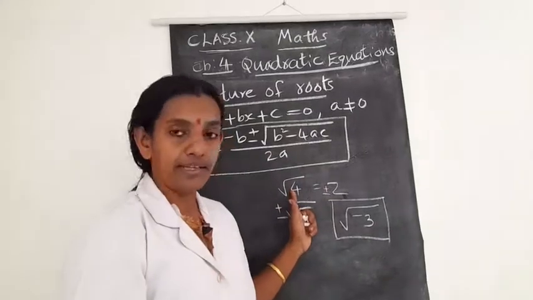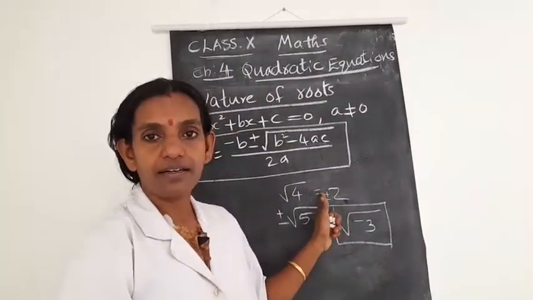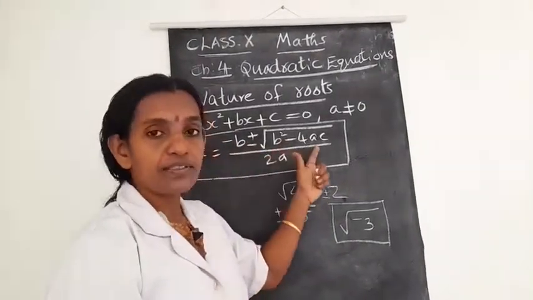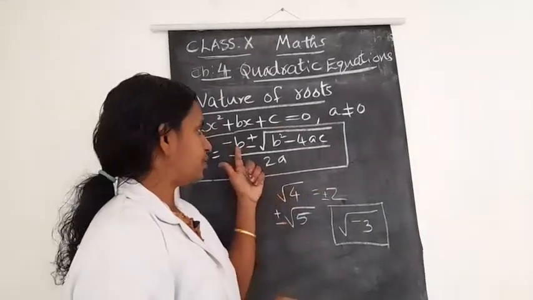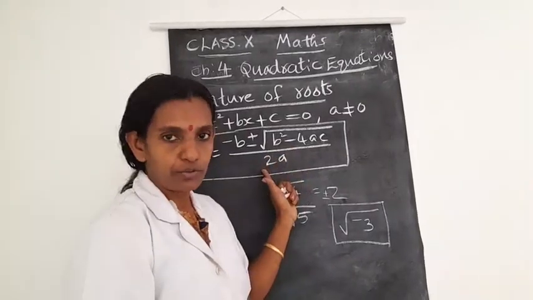Other than that, if you get a positive number, you can say that you can find 2 distinct real roots, by substituting: negative b plus root of b² − 4ac, whole by 2a, and the second root is negative b minus root of b² − 4ac, whole by 2a.